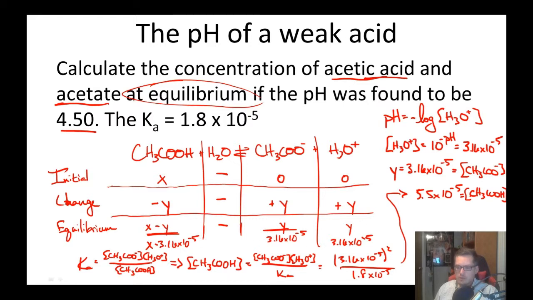It was important we did this because now we've established that the acetate and hydronium are going to be equal to one another. Then we worked backwards from our pH in order to find the concentration of hydronium. Then we were able to take that value, plug those two values into our Ka, and solve for the concentration of acetic acid.